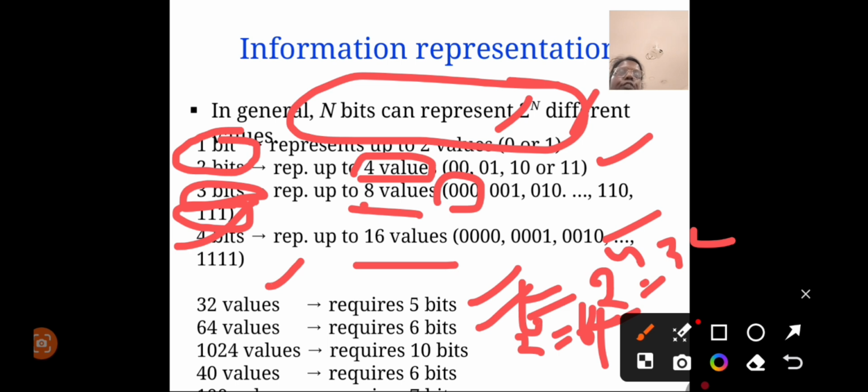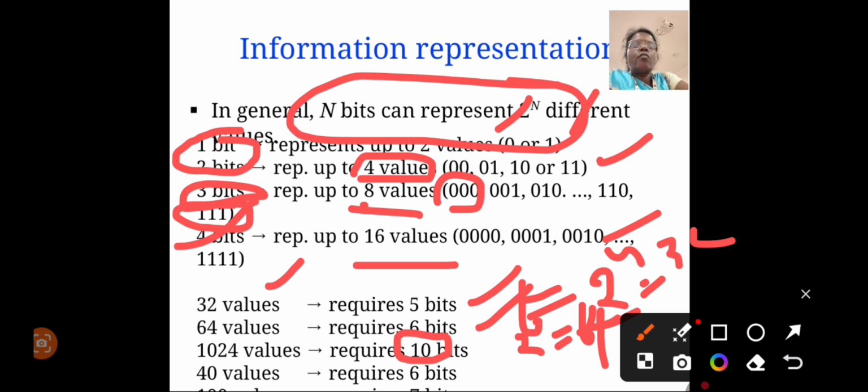So 1024 values I have to represent. For that, how many bits are required? 2 power 10 is 1024. So 10 bits are required for representing 1024 possible different values. This is how I can derive the number of bits for the given number of values.